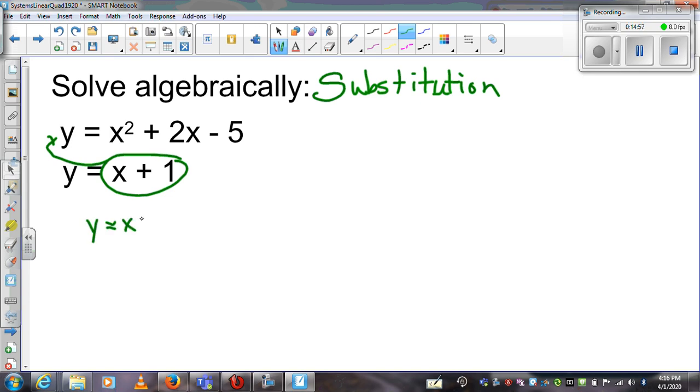My equation is y equals x squared plus 2x minus 5. And again, I'm going to put that right in place of my y. So I'm going to put that x plus 1 right in place of my y value because x plus 1 and y are the same number.